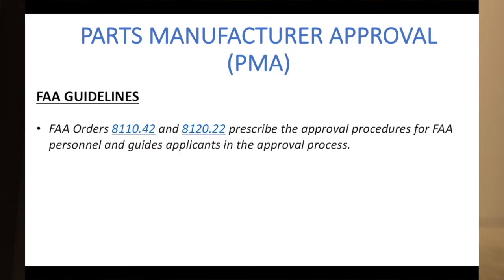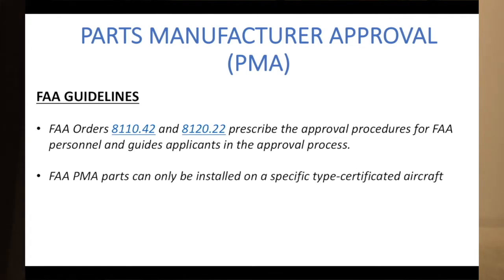Under FAA guidelines, there are two orders: FAA Orders 8110.42 and 8120.22, which basically prescribe the approval procedures for the FAA personnel performing the review, and then the guidelines for applicants in the approval process. FAA PMA parts can only be installed on a particular type certificated aircraft.